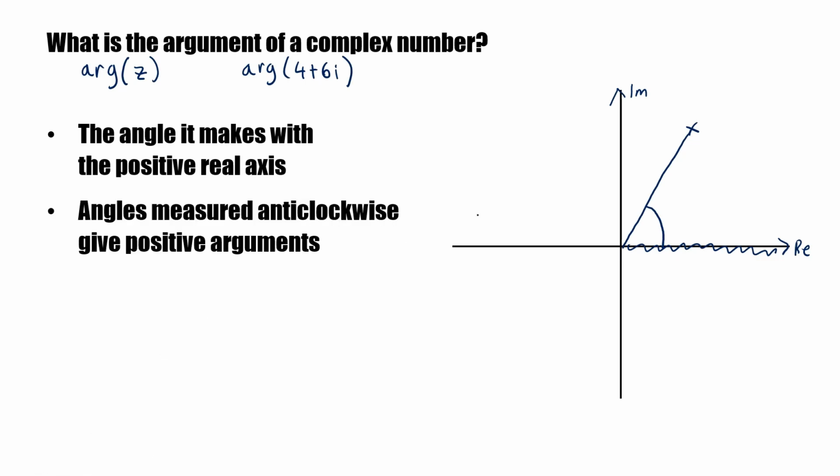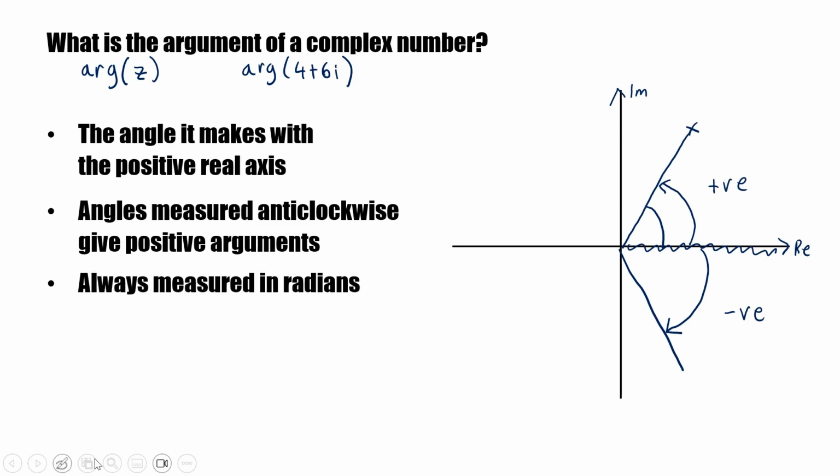One of which is that any angle measured anti-clockwise will give a positive value for the argument. So as our complex number is above the real axis, we'd be measuring it from the real axis, and we've gone anti-clockwise to get to our line. That particular complex number will have a positive argument. Whereas if we have one down here, then as we have to get from the real axis to our line by going clockwise, therefore this would be a negative argument. So that's something to be aware of.